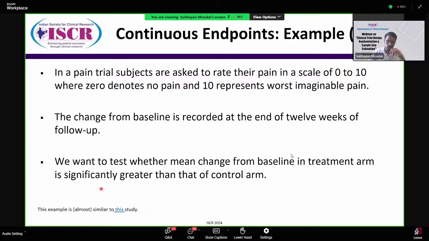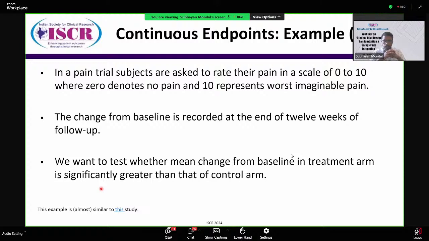And after 12 weeks, we ask the same question. So for each patient, we have one baseline observation of how much the pain was, and after 12 weeks, we also have one observation for how much the pain was after getting the drug. Now, half of them are getting placebo and half of them are getting the treatment. The test is essentially whether the treatment arm is significantly better than the control arm in controlling the pain.